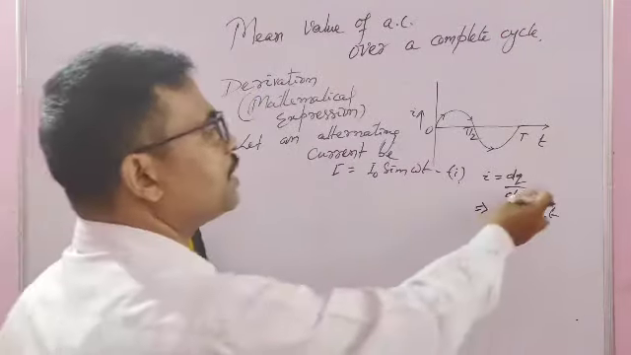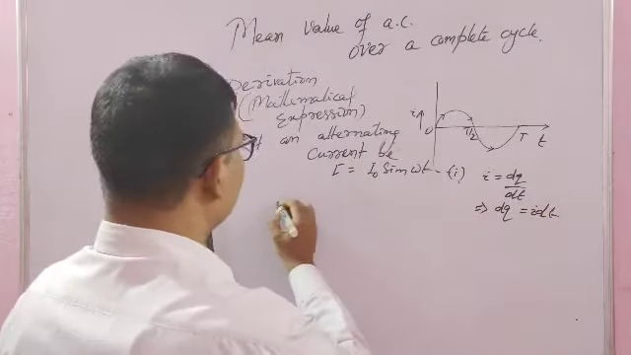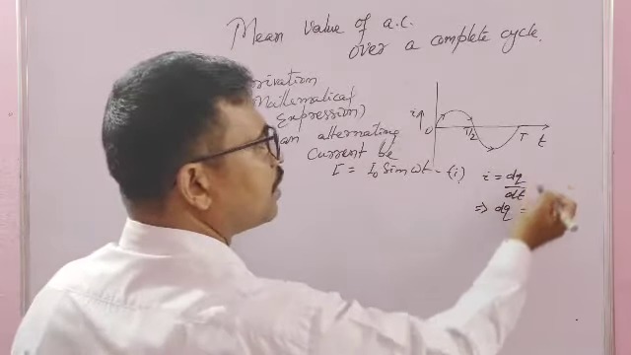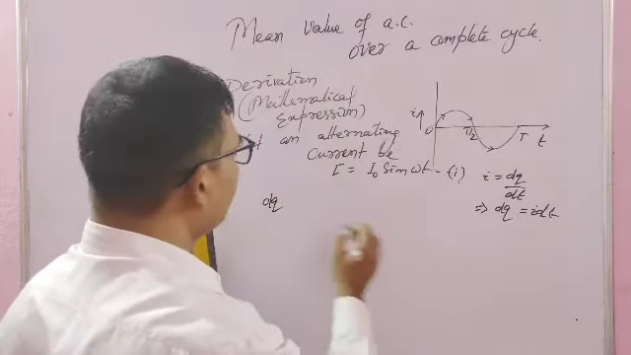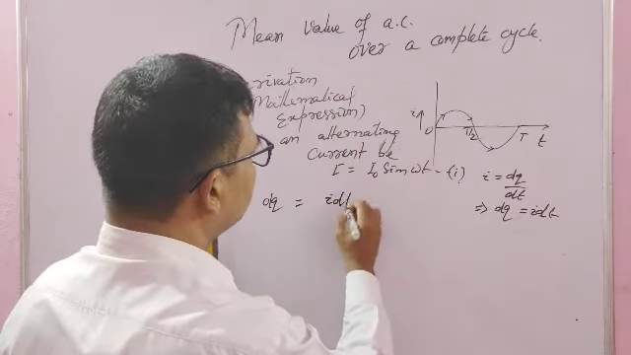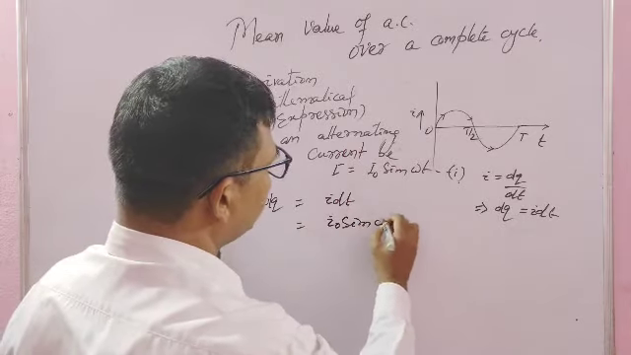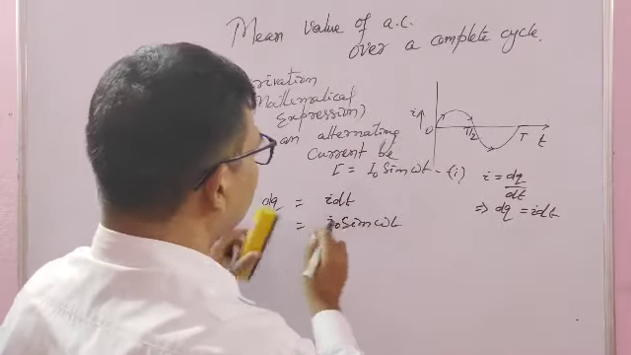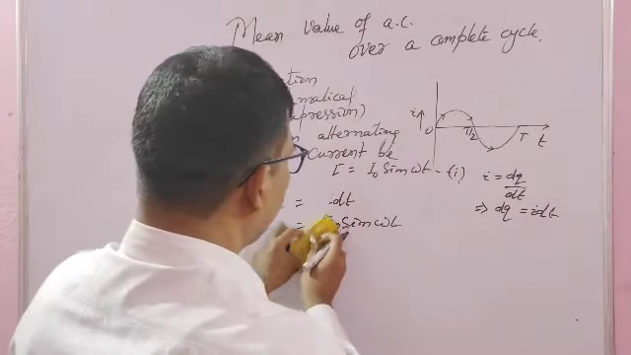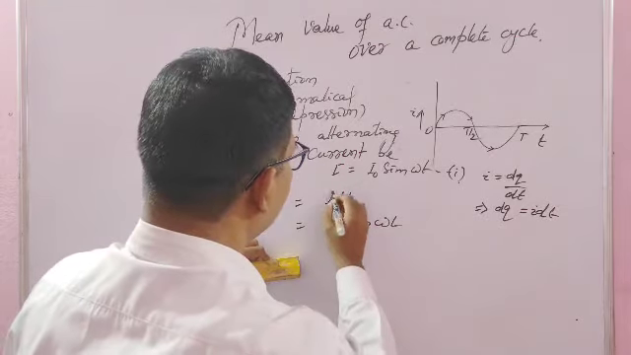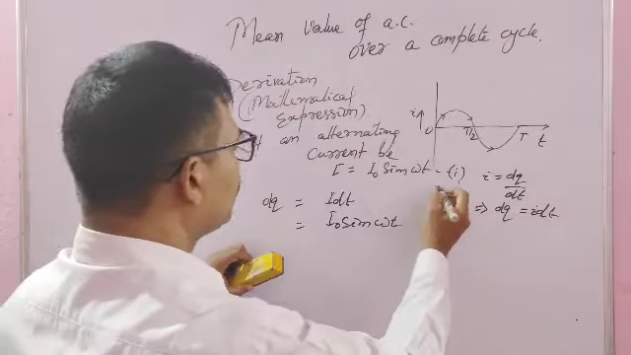Now if you are sending dq amount of charge, so what will happen? Current I is equal to dq by dt. So dq is equal to I dt, but I is equal to I0 sin omega t. So dq is equal to I0 sin omega t dt. Okay, it is equation 1.